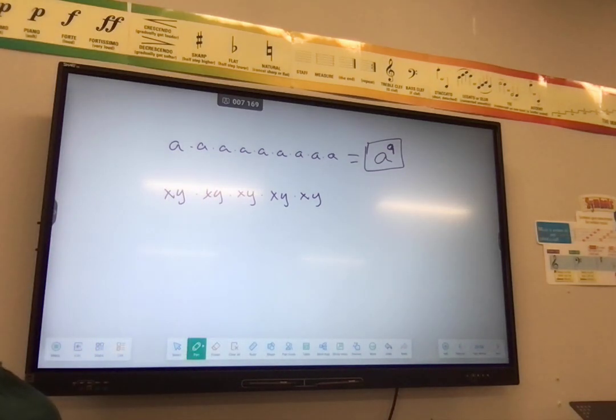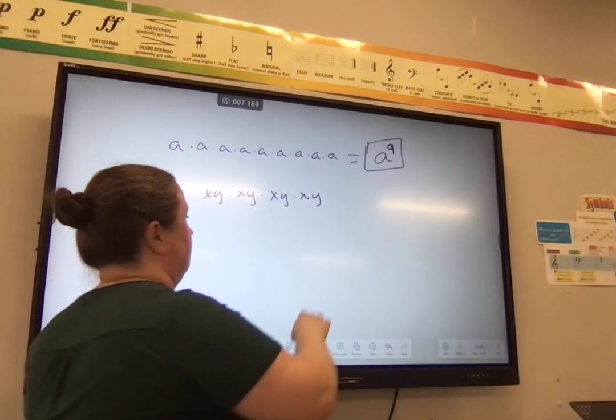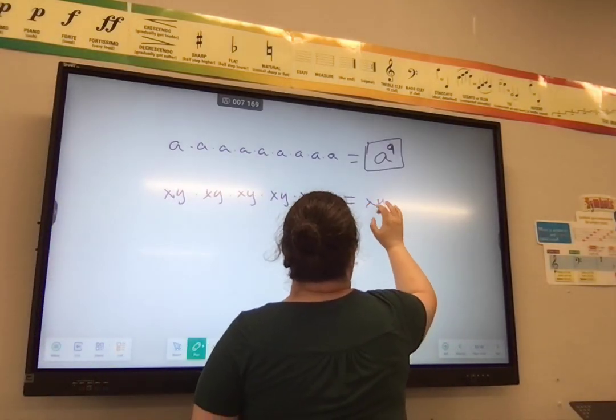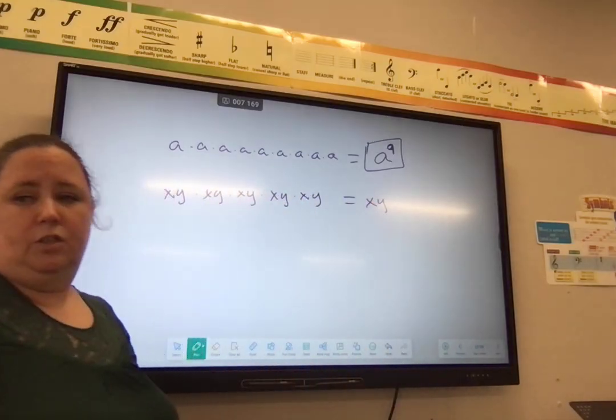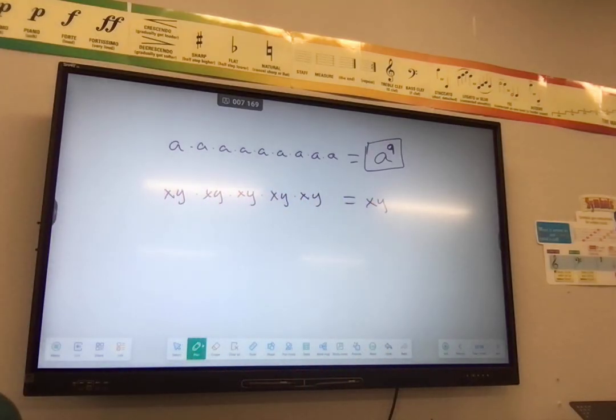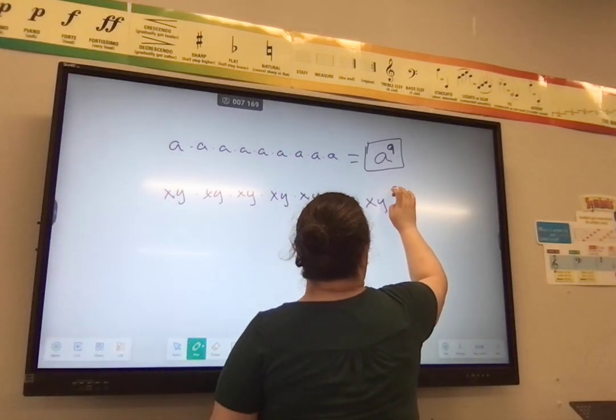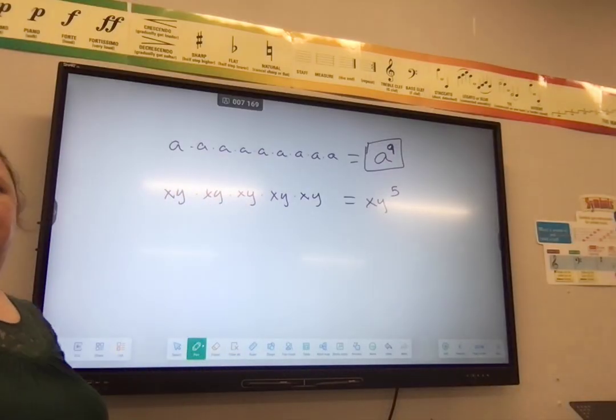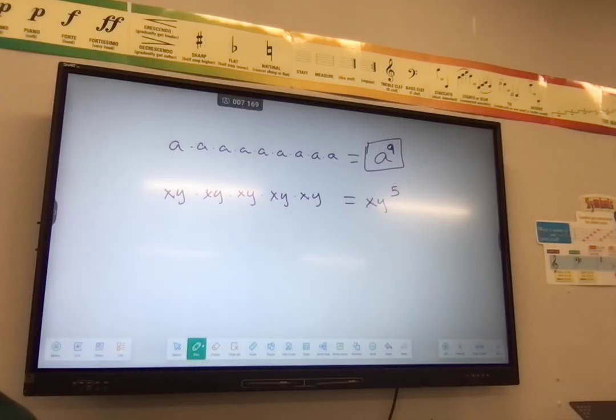All right, so what would be my base number for this one? XY. And then what would be my exponent? 5. Okay. Do I need to put anything else here? No. Are you sure? Take a guess. My hesitation should be telling you something. Yes, there's something else needed to make this a correct answer. Take a wild guess.